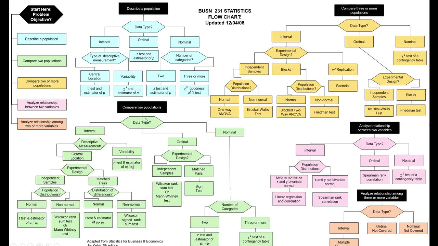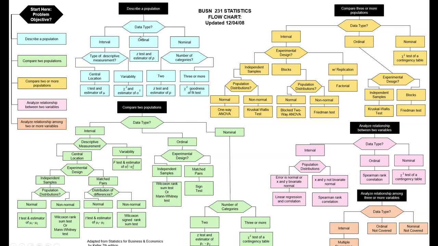Disclaimer: you can see the same exact question in this one, comparing two populations, data type interval. What are you doing? Are you talking about central location or variability? In this course, we're concentrating on the data center. So our hypotheses are always going to be either about the mean, what we've done so far, or about the median, what we didn't do yet, but it's coming later on. We're going to take a look at the non-parametric tests. We're not going to even touch the variability, so that portion we're not going to discuss. Other than that, we're going to discuss a lot of these tests.